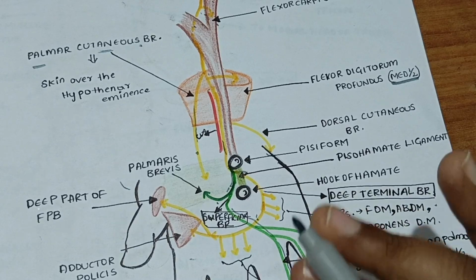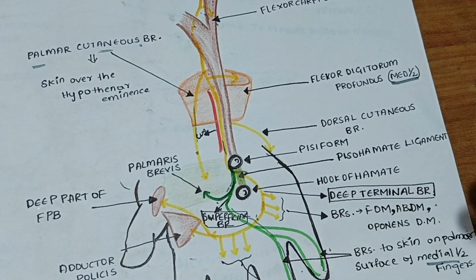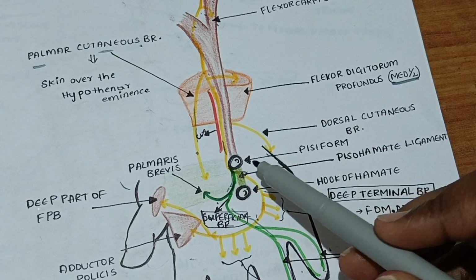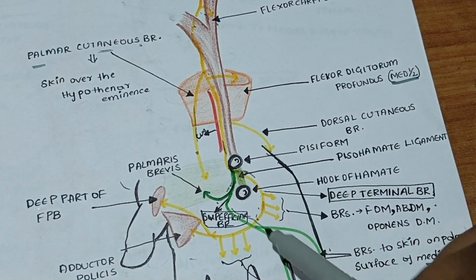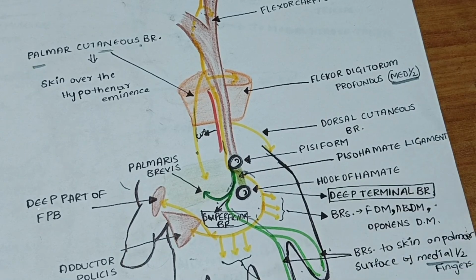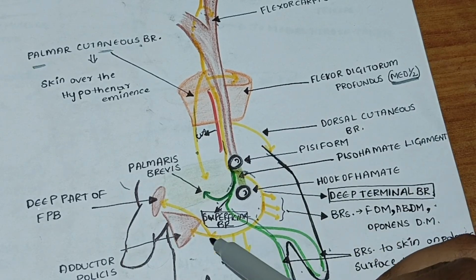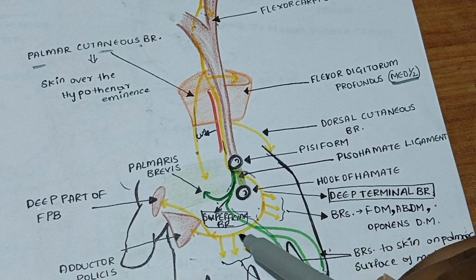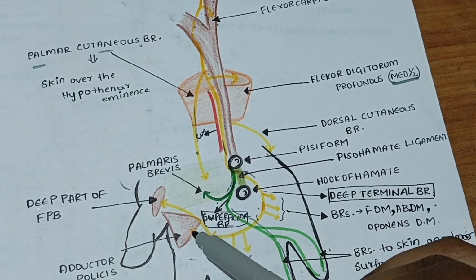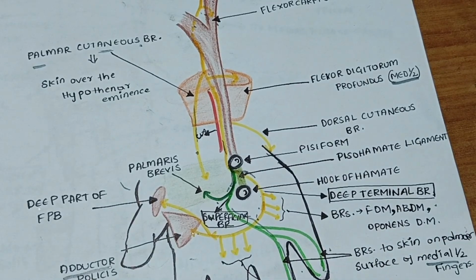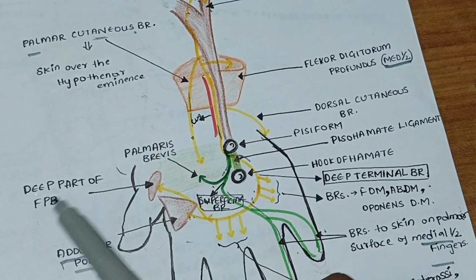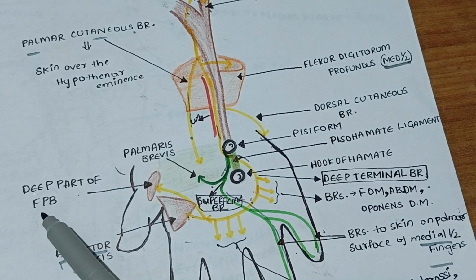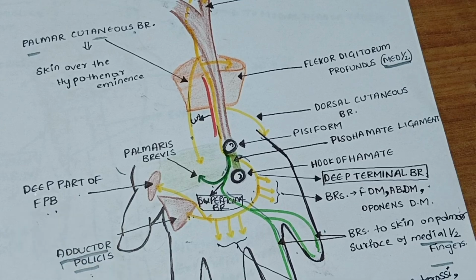Now let's see the course of superficial branch. Now let's see the course of deep branch. After dividing into two branches, the deep branch enters under the pisohamate ligament and goes across the palm region, supplying adductor pollicis, and also deep part of flexor pollicis brevis.